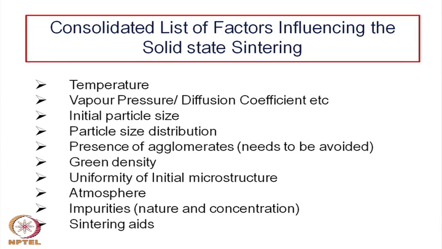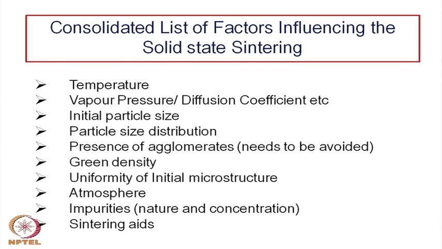Presence of agglomerates needs to be avoided. If you have agglomerates, that means a cluster of particles. So, if you have a non-uniform density of the particle or agglomerates, there are of course soft agglomerates as well as hard agglomerates. Soft agglomerates normally break under the pressure when you are trying to either dry press or do it by other suspended particle technique and so on, slip casting or tape casting technique.